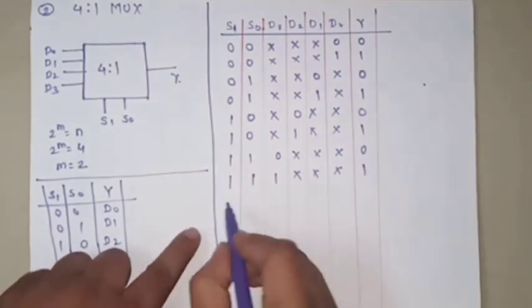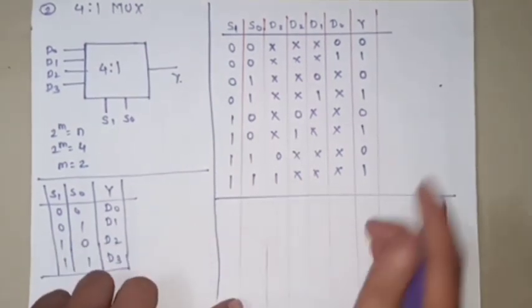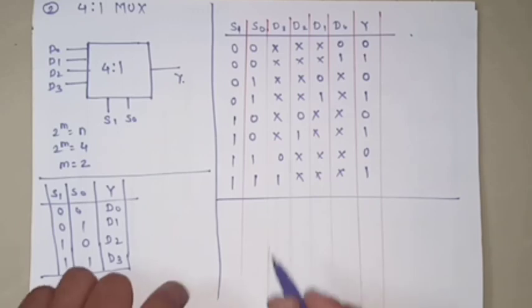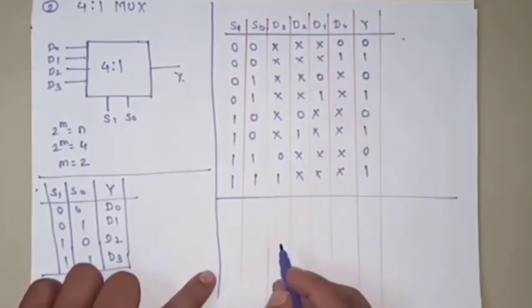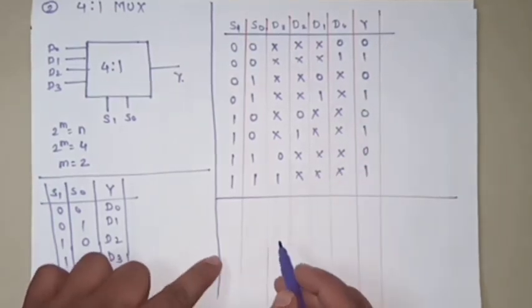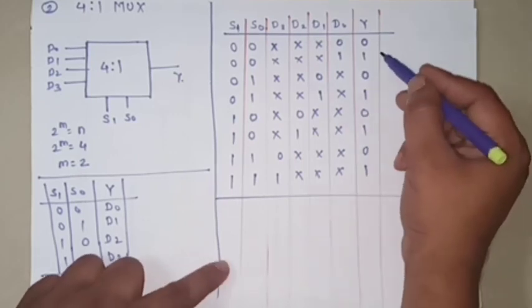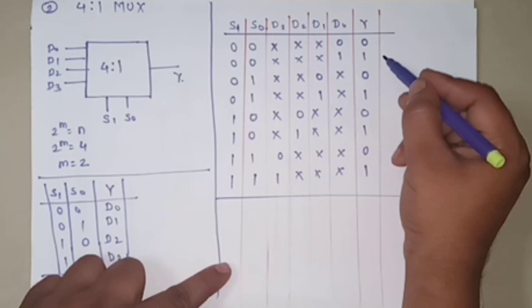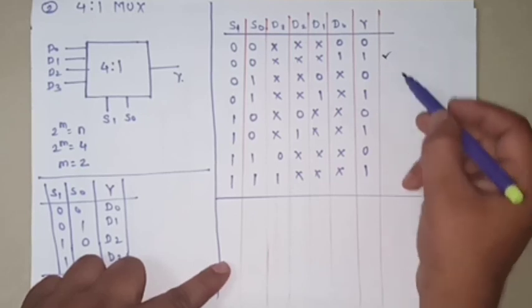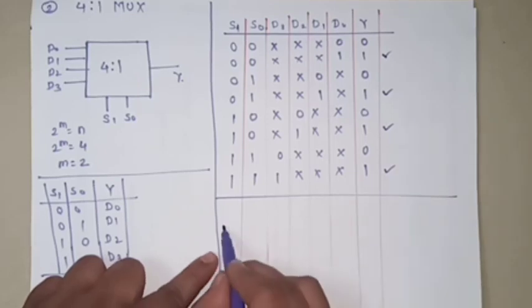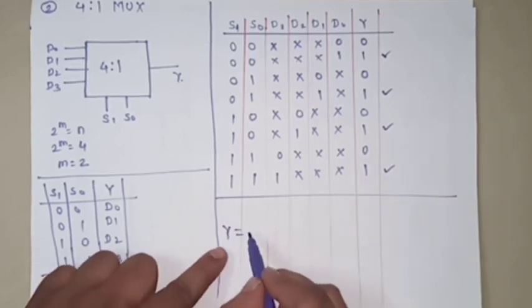Now the next step is to find the equation for Y. So how do we find the equation? For that we have to select those output conditions where the output equals 1. So here the output is 1, here also output 1, and a 1. Okay, so the final equation we will write here.